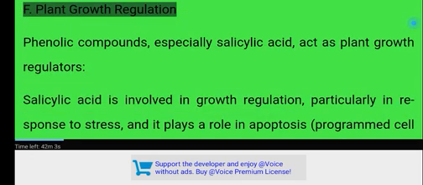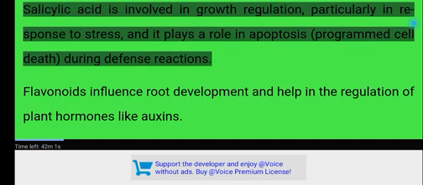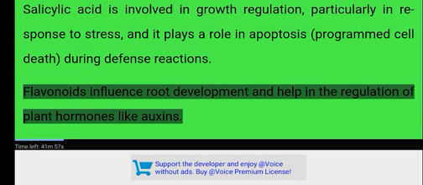F. Plant growth regulation. Phenolic compounds, especially salicylic acid, act as plant growth regulators. Salicylic acid is involved in growth regulation, particularly in response to stress, and it plays a role in apoptosis, programmed cell death, during defense reactions. Flavonoids influence root development and help in the regulation of plant hormones like auxins.